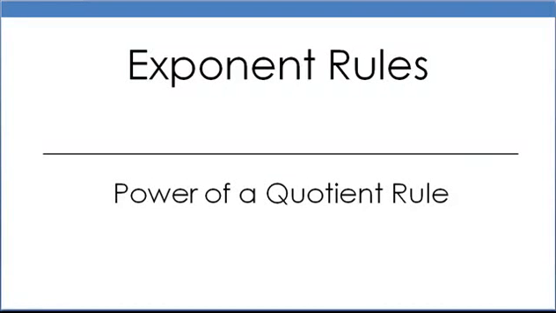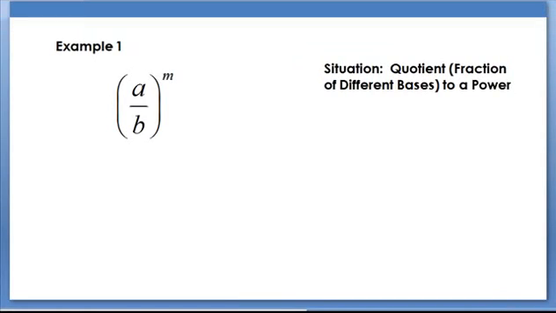Exponent rules. The power of a quotient rule. Our next rule is for a quotient, also known as a fraction of different bases, to a power. We will take the outside exponent and apply it to the numerator and to the denominator, making two small problems instead of one large problem.